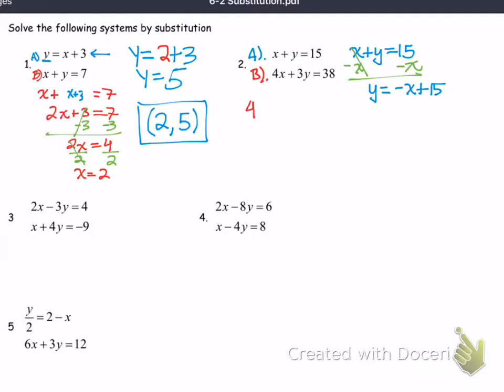So for B, 4x + 3 times, oh, there's my y, I'm going to put a big old set of parentheses there, equals 38.